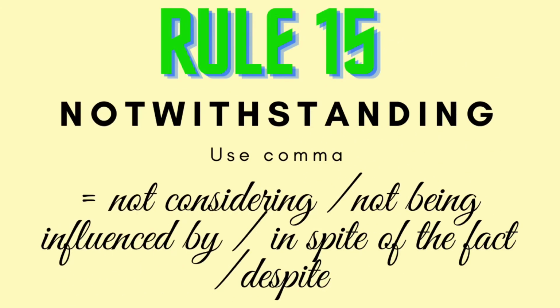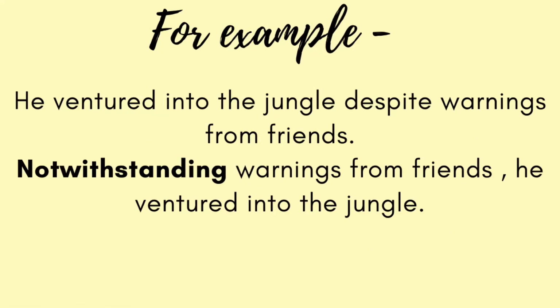Our rule 15 is notwithstanding. With notwithstanding, we use a comma. Notwithstanding means not considering, not being influenced by, in spite of the fact, or despite. Let's see the example. He ventured into the jungle despite warnings from friends. You will be asked to begin the sentence with notwithstanding. Notwithstanding warnings from friends, comma, he ventured into the jungle.